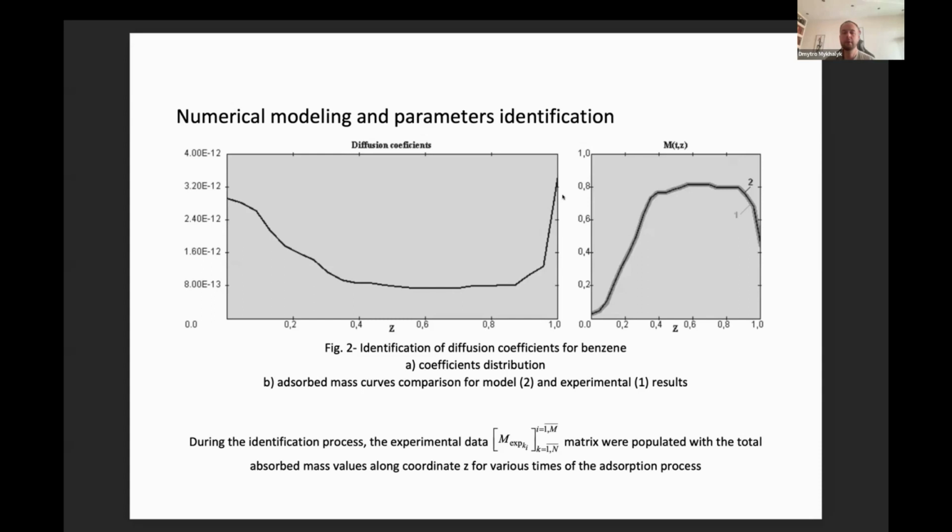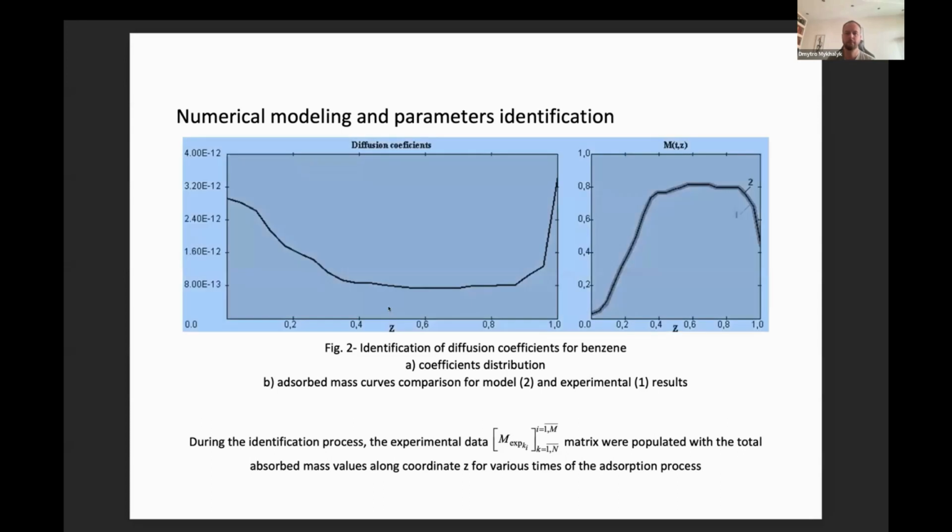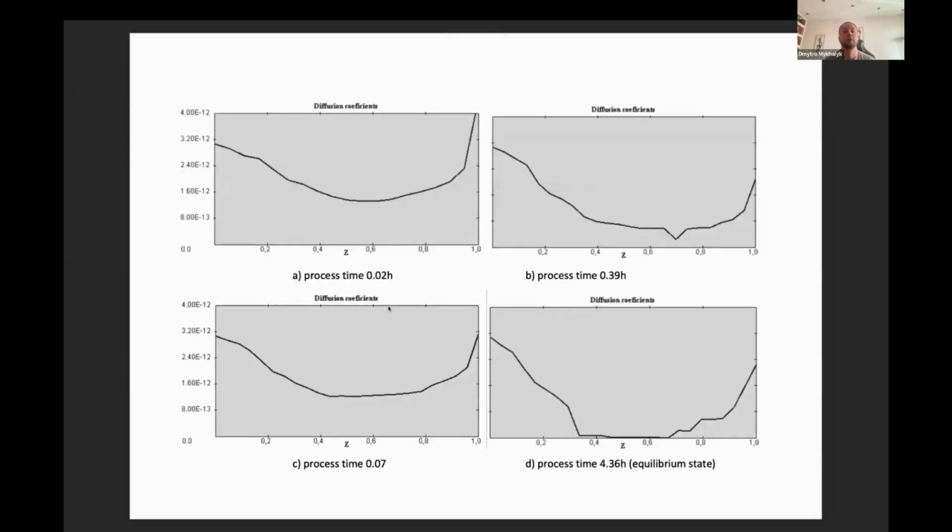We did this for different points in time, strictly connected to the experimental studies that we get as inputs. There are a lot of insights we found, but one of them is related to the evolution of the diffusion coefficients. What we can see is that these coefficients not only have different values moving from the top to the bottom of the media, but they also vary in time.